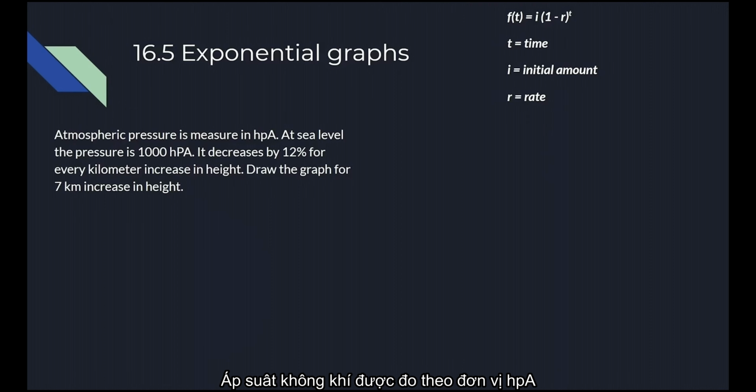Atmospheric pressure is measured in hPa. At sea level, the pressure is 1000 hPa. It decreases by 12% for each kilometer increase in height. Draw the graph for the 7 kilometer increase in height. We can see that the rate here is minus 12%, which is minus 0.12. We have this equation over here, 1000 times (1 minus 0.12) in brackets to the power of t.